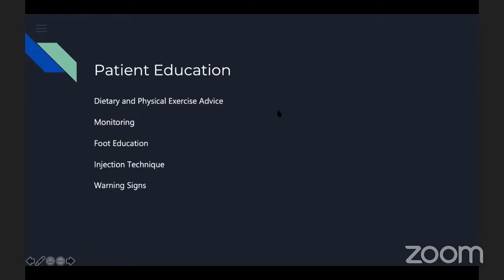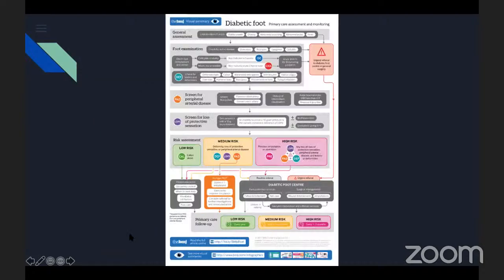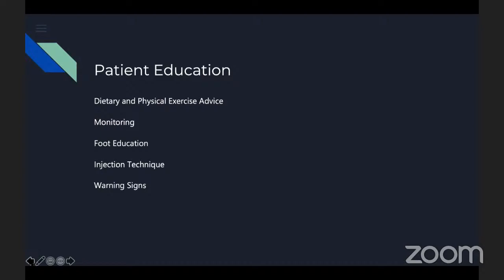you'll actually be able to provide health promotion to patients. So as said before, you can advise them on dietary changes as well as physical exercise, their HGT monitoring, which is very important, foot education, as well as injection technique. So that would be things like alternating sites for injecting, 90-degree angle when injecting, and then safe needle disposal. It's also important to educate them on the warning signs, which we'll go into later.